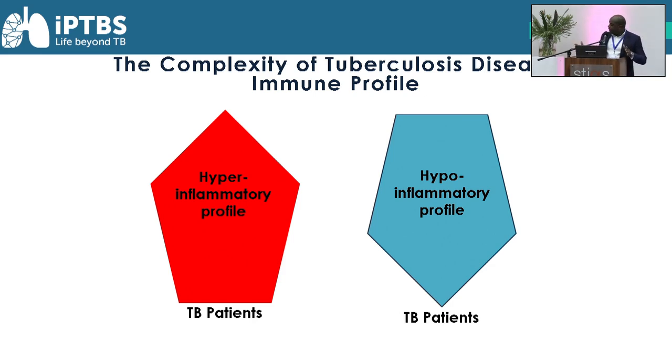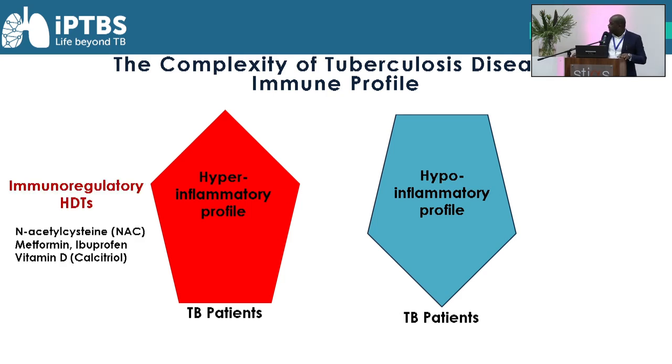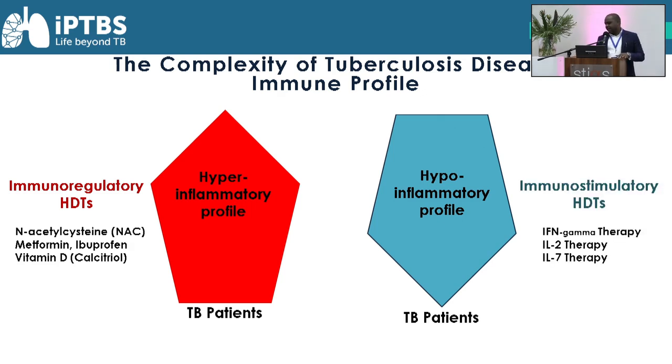TB patients end up with the disease out of hyperinflammation. Others may end up with disease with hypoinflammation, but when this patient presents at the clinic, you cannot guess which profile they have. So you agree with me that if somebody were having a hyperinflammation profile, they will benefit more from host-directed therapeutics that are immunoregulatory, such as N-acetylcysteine, whereas those that have a hypoinflammation profile will benefit more from immunostimulatory host-directed therapeutics, such as interferon gamma.